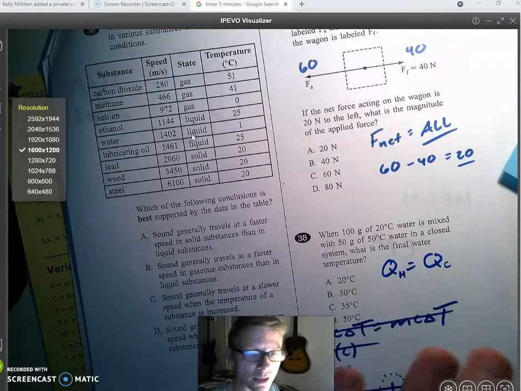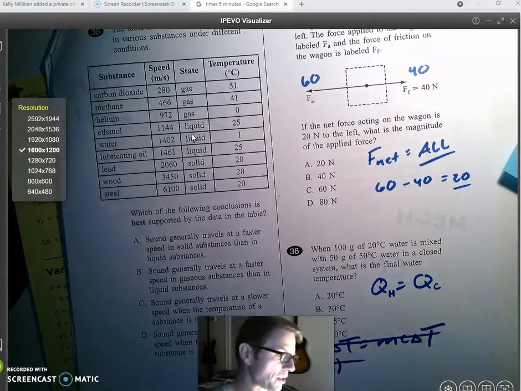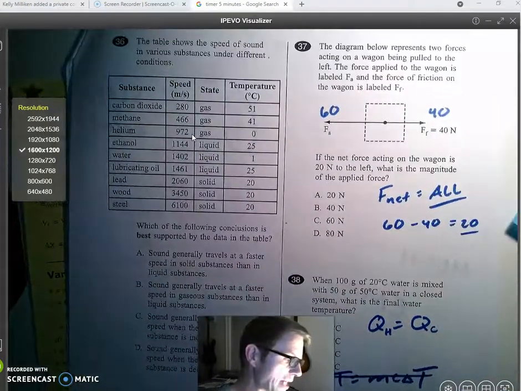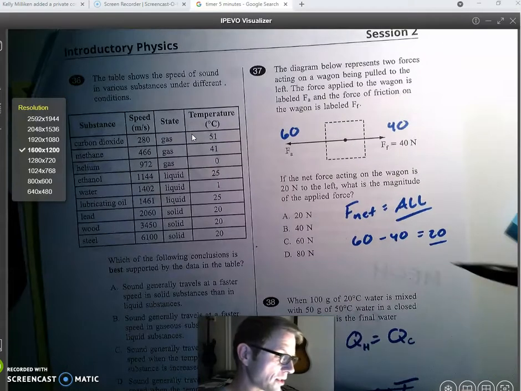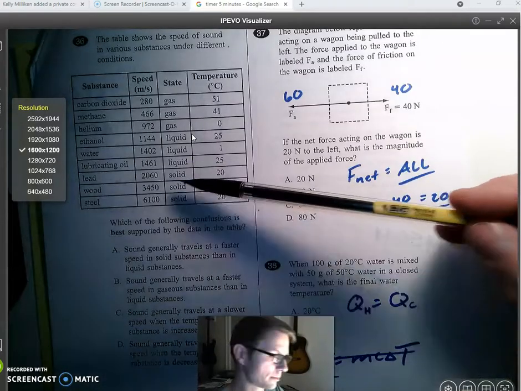Number 36, you got to read, and there's also something we know for a fact. Sound goes faster through solids. I mean, look at the numbers.